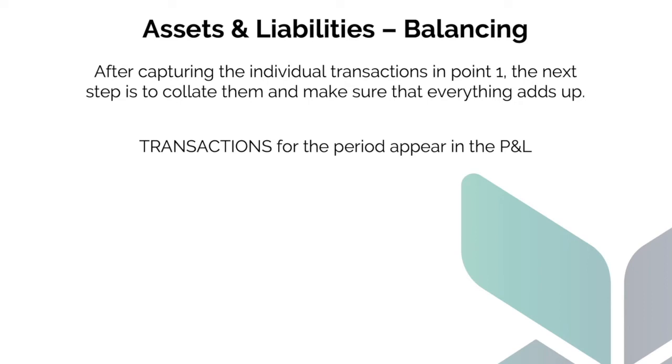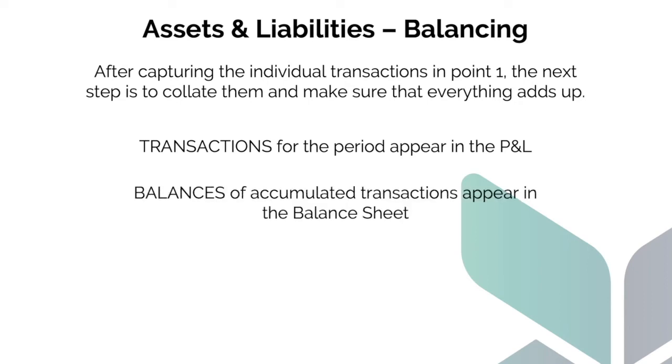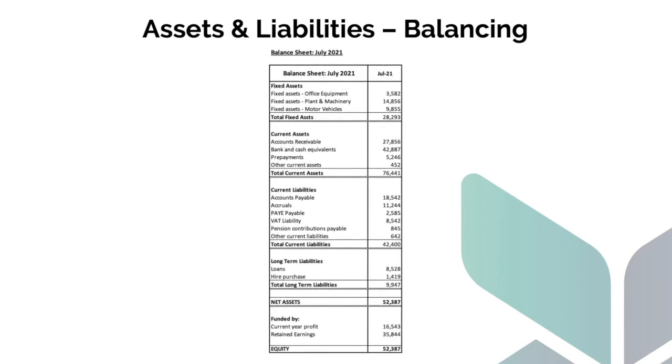The transactions for the period, remember, appear in the P&L. Balances of the accumulated transactions appear in the balance sheet. So this is the balance sheet we looked at earlier, and you'll see what I'm talking about here. So there's your accounts receivable, your banking cash equivalents, and your prepayments. Accounts receivable is money you're owed. It's effectively your debtor's ledger, debtor's control account. It has different names, but that's what they mean.